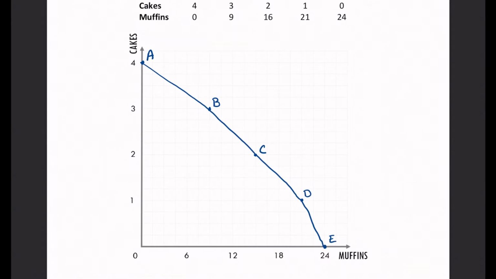Now remember, I had told you guys the 3 things we needed to keep in mind when doing this, and we just did all 3 of those things. We plot, we label, and then at the end, we connect. And we did all 3 of those things. Make sure you do those 3 every time that you are graphing one of these production possibilities curves.